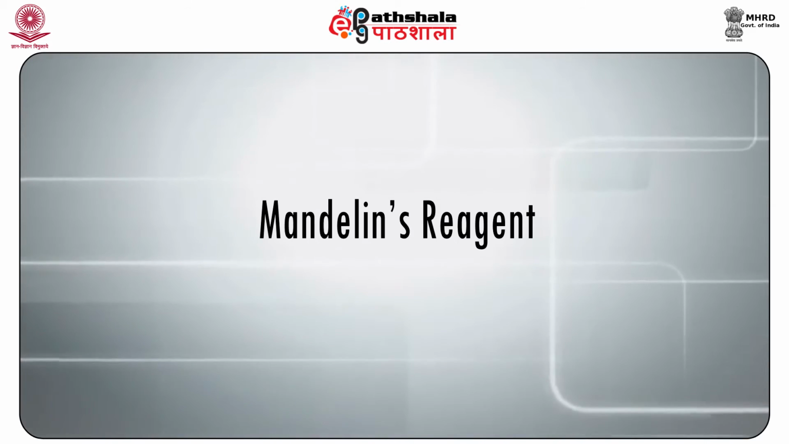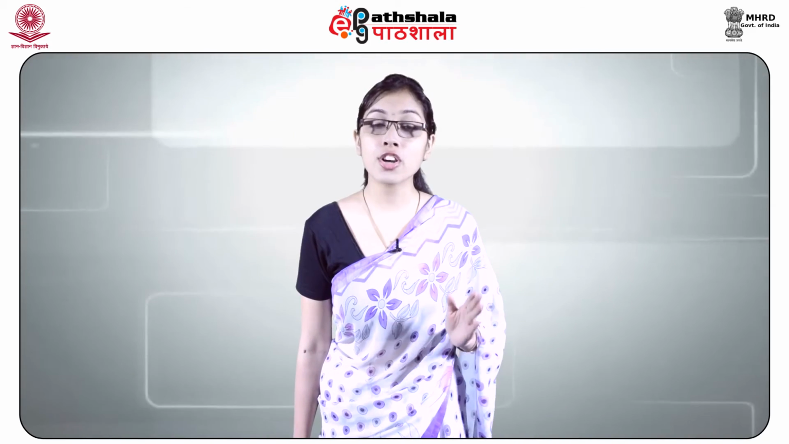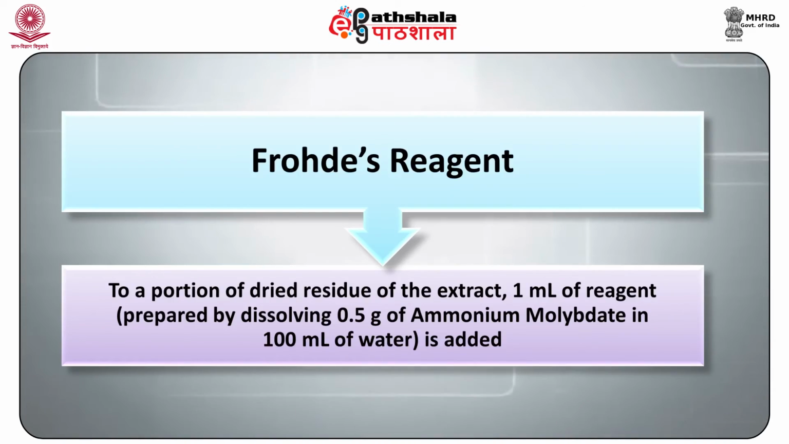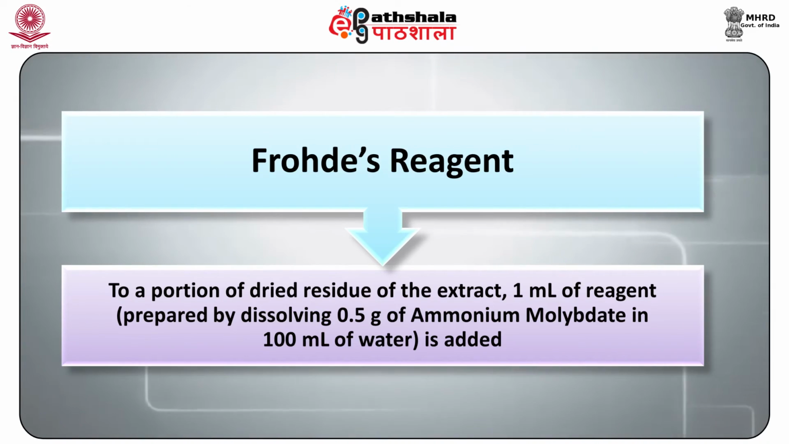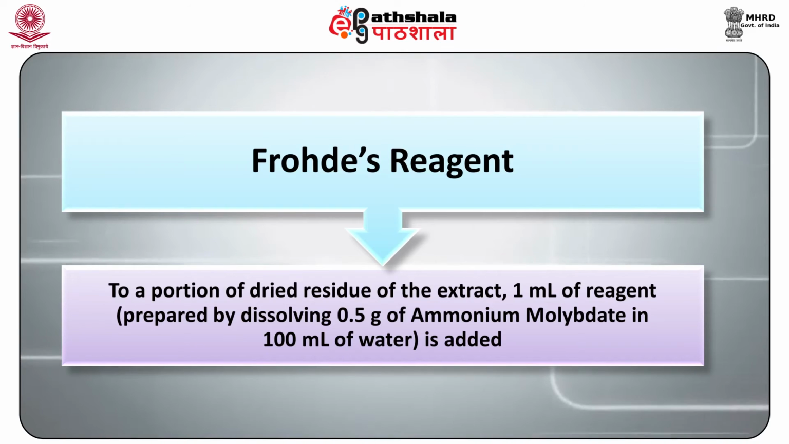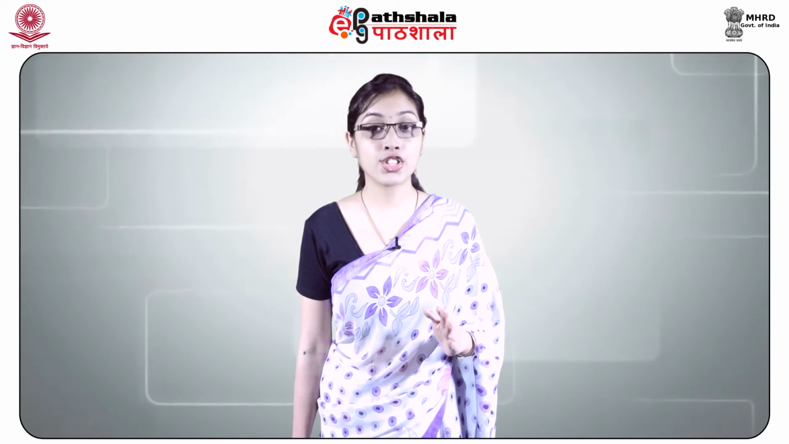Third is the Mandelin's reagent test. To a portion of the dried residue of the extract, 1 drop of reagent is added. Purple brown color develops. And lastly, the Frohde's reagent. To a portion of the dried residue of extract, 1 ml of reagent prepared by dissolving 0.5 grams of ammonium molybdate in 100 ml of water is added. A color change from deep green to red, grey and finally blue is observed.